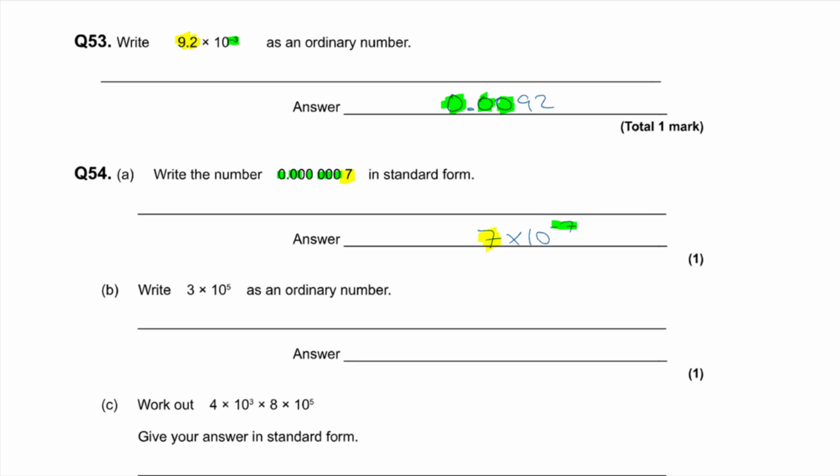Okay. Write 3 times 10 to the 5 as an ordinary number. So this is a positive index. So when it's 3 times 10 to a positive number, you can write your 3 down, and then you're going to write that amount of zeros following it. It's going to be 00000, and it's 300,000.